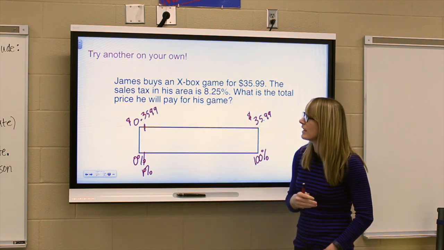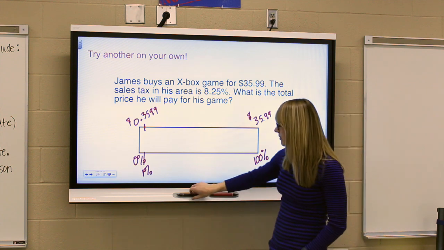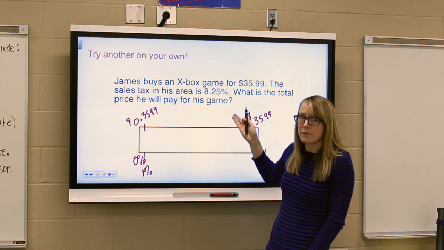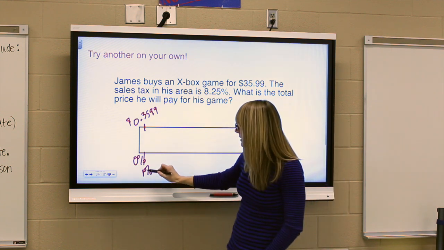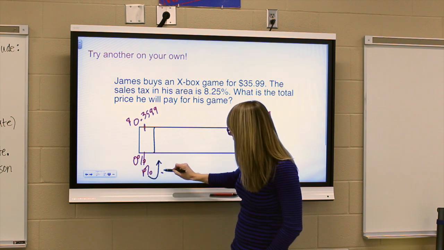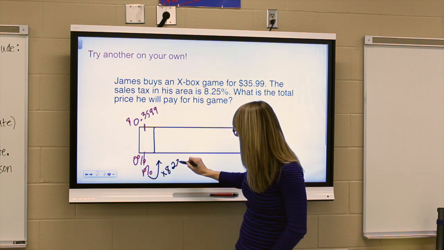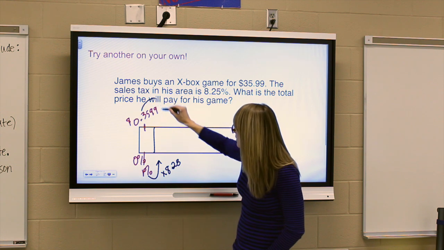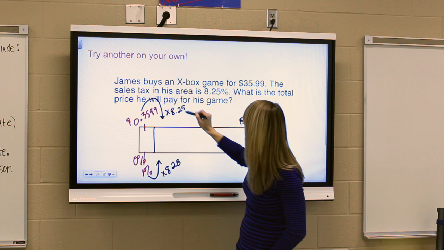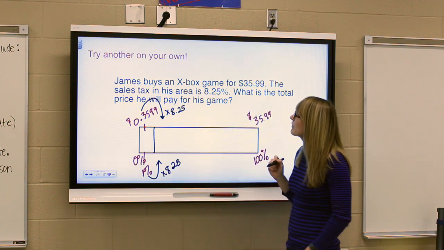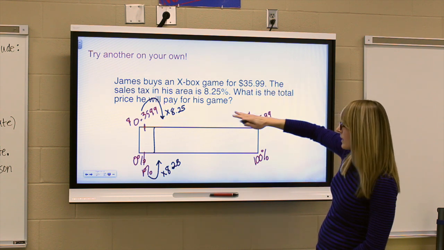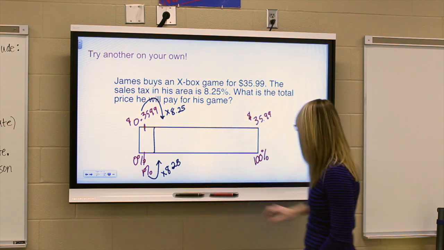is my 1%, but I'm looking for 8.25%. Don't let that decimal mess with you. It's just the same way as if it was a whole number. To get from 1 to 8.25, you multiply times 8.25, which means you also have to multiply here times 8.25. I'm going to go ahead and multiply times 8.25.